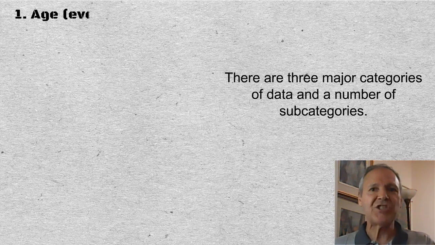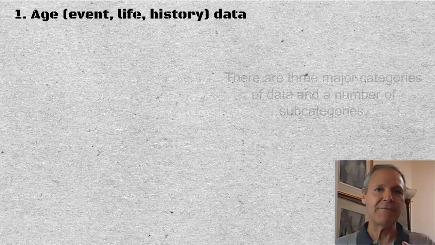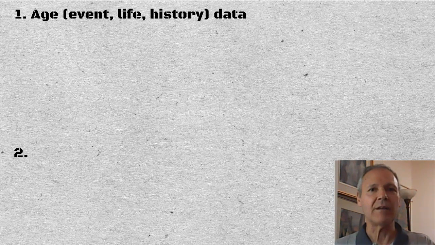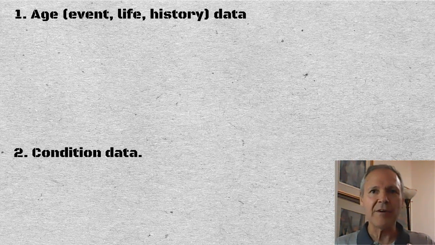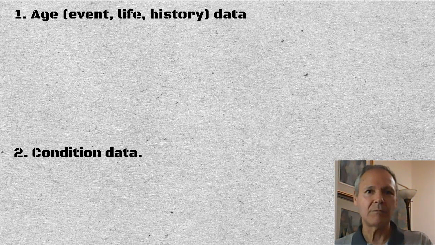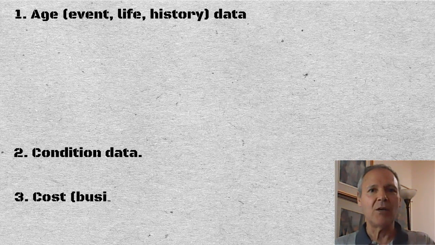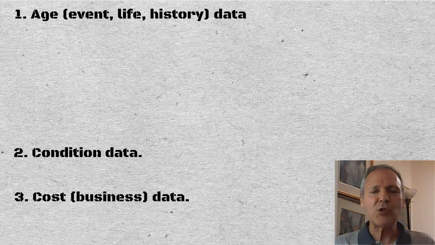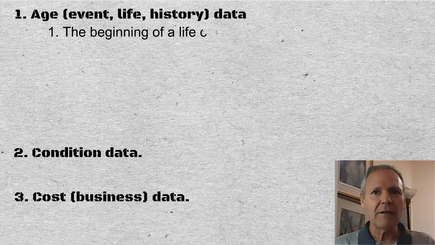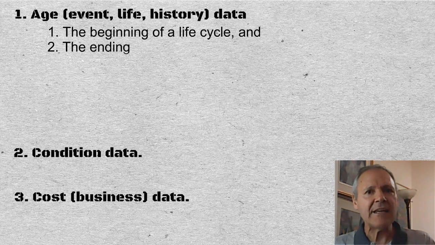There's what we call age data, also known as event, life, or history data. Then there is condition monitoring data, also known as condition data. And finally, we have business data, which is sometimes called cost data. Age or life data has two important facets: the beginning of a life cycle of some part or grouping of parts, and the ending of that life.